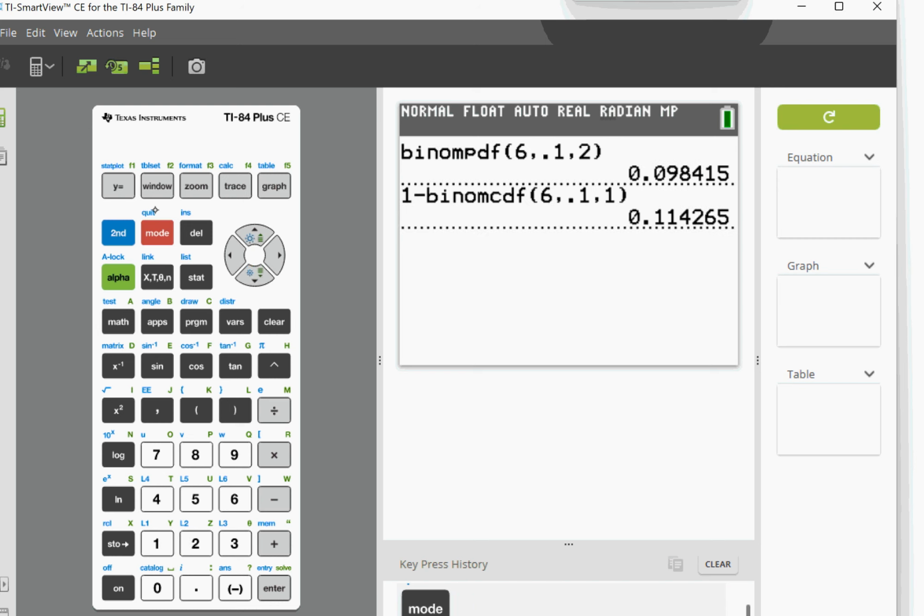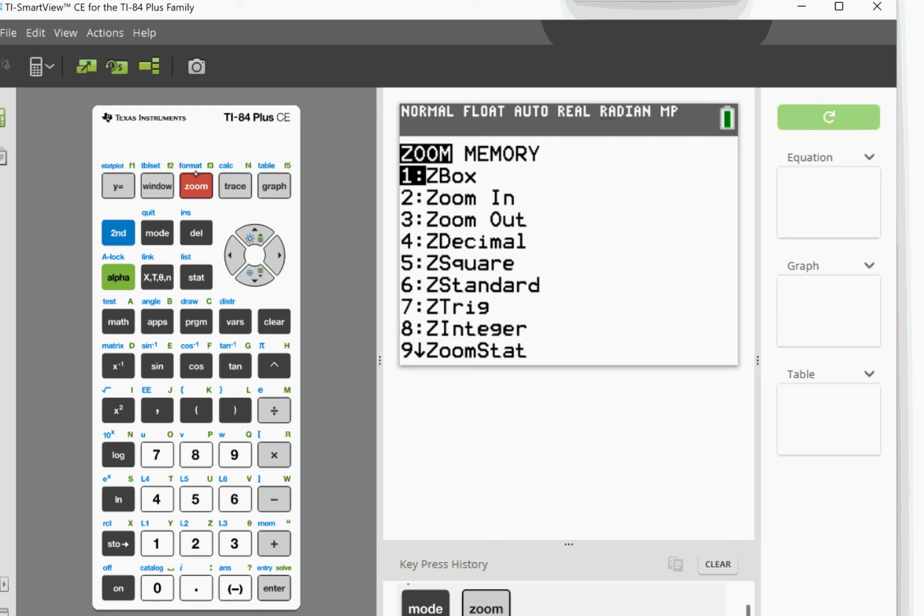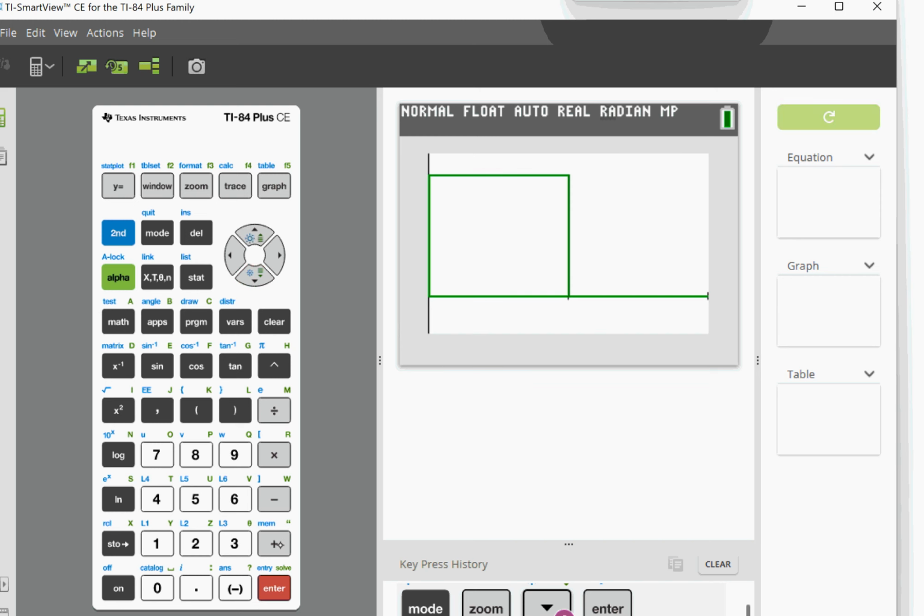is set up. We need to actually graph it, so we're going to press zoom, and I'll always ask you, hey, which zoom looks good? And if you look down far enough here, number 9, zoom stat. Okay, so I'm going to tell you in advance right now, unfortunately, this is not going to work well. So let's hit enter, and we get just, looks like 1 bar. And that doesn't really make a lot of sense because the numbers we had were 0, 1, 2, 3, up to 6. You would have expected 6 bars.